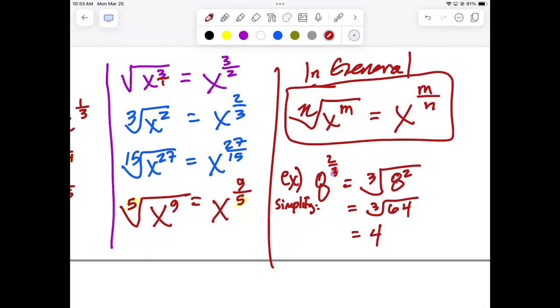What is 5 cubed? 5 times 5 is 25. 25 times 5 is 125. That's too big. So it's 4.